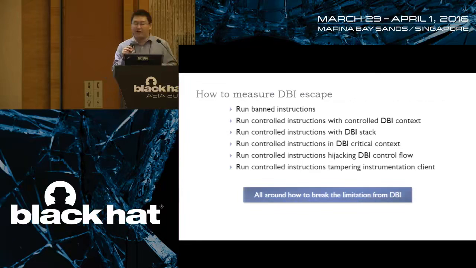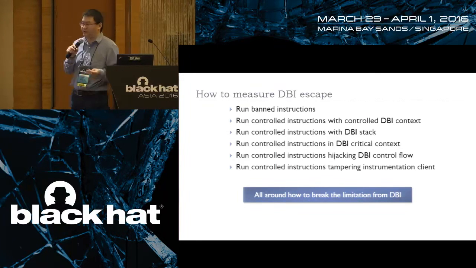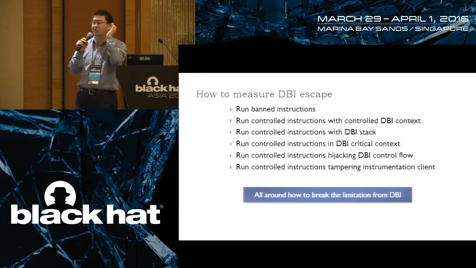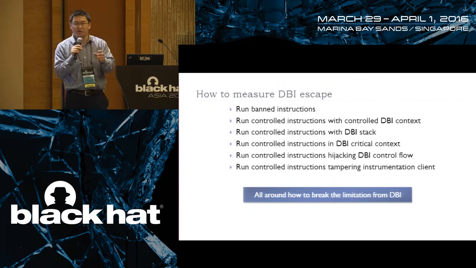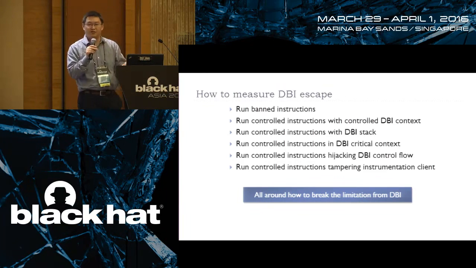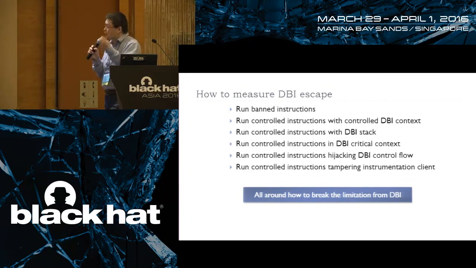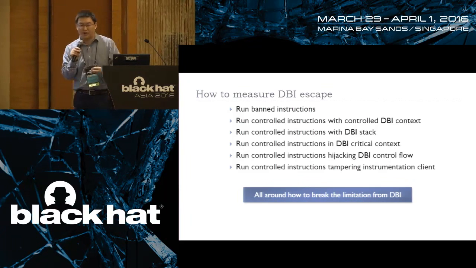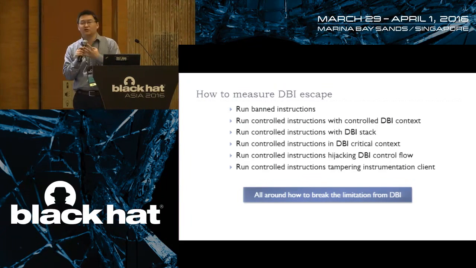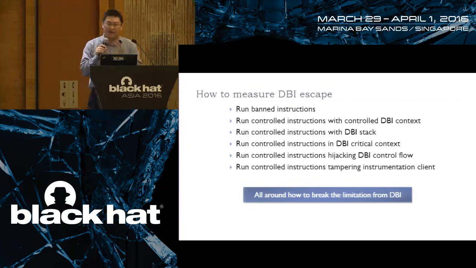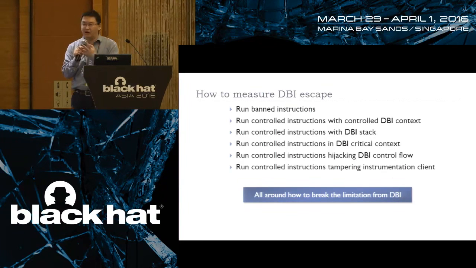Of course, if you can hijack the DBI control flow, that's another thing, right? Because you can think of the DBI as basically like a sandbox. They want to run the code in the code cache, fully controlled by the DBI engine, to make sure they can see everything you did. If you hijack the control flow, then lots of things they cannot see. Of course, you do the escape part. And of course, if the instrumentation client is totally compromised by your code, that's also you taking over. So that's all about the basic methodology, some ideas on how you break the limitation from DBI.